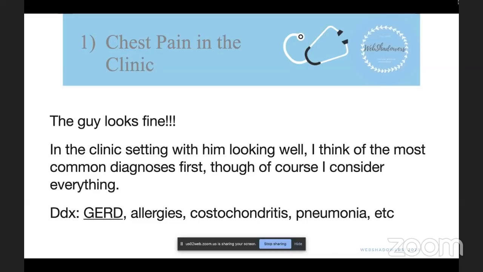You know, in the clinic setting, with him looking so well, how I approach a patient in this scenario is I think of the common diagnoses first. Of course, I consider everything, and this will make more sense when I talk about the next case, of why I said thinking about the most common things first. So differential: GERD, acid reflux, allergies, costochondritis, pneumonia. Of course, I'm thinking about heart attack. I'm thinking of blood clot in the lungs, etc. But again, my first and primary thoughts based off his presentation and my exam were acid reflux, allergies, costochondritis, things like that.